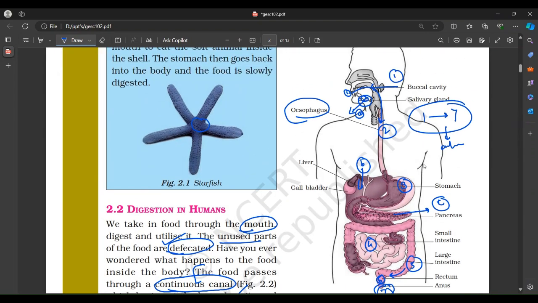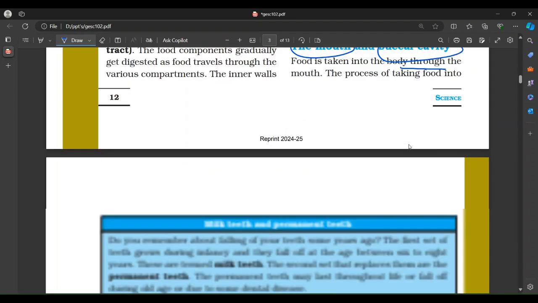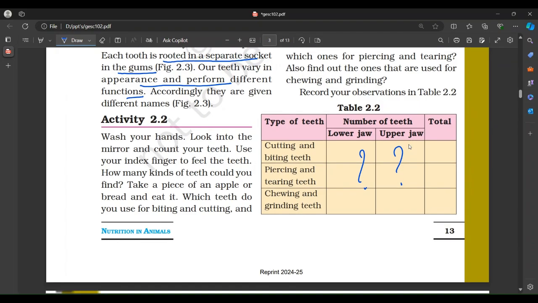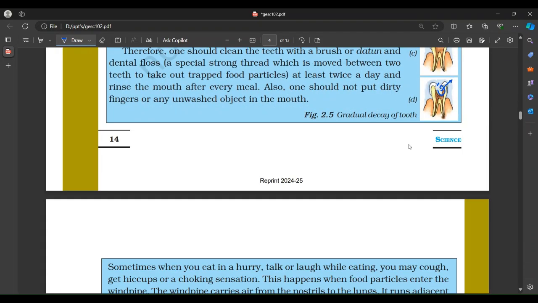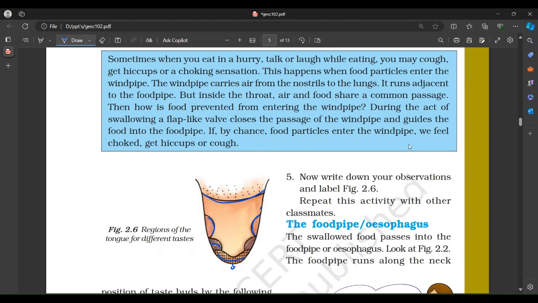So this is our esophagus. Just behind it you have the windpipe, which is connected to the lungs. Lungs are there and here is the heart. So for that purpose we have to eat at a slow speed. The windpipe runs adjacent to the food pipe, that is the esophagus, but inside the throat air and food share a common passage.